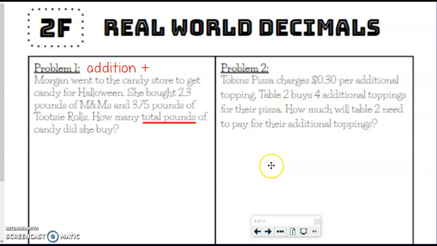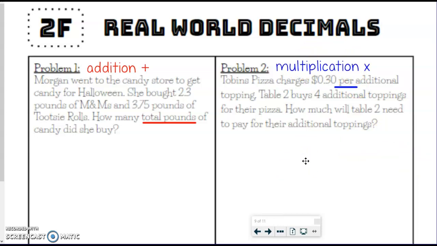So problem 2, we have Tobin's Pizza charges 30 cents per additional topping. Table 2 buys 4 additional toppings for their pizza. How much will Table 2 need to pay for their additional toppings? Okay, so that's like for every new topping you add, right, an additional topping, you have to pay 30 cents. So I'm noticing that word per, right, 30 cents per additional topping means that every single new topping is going to be 30 cents. If you want another topping, it's going to be 30 more cents, and so on and so forth. So that's that repeated addition, which repeated addition is really just multiplication.